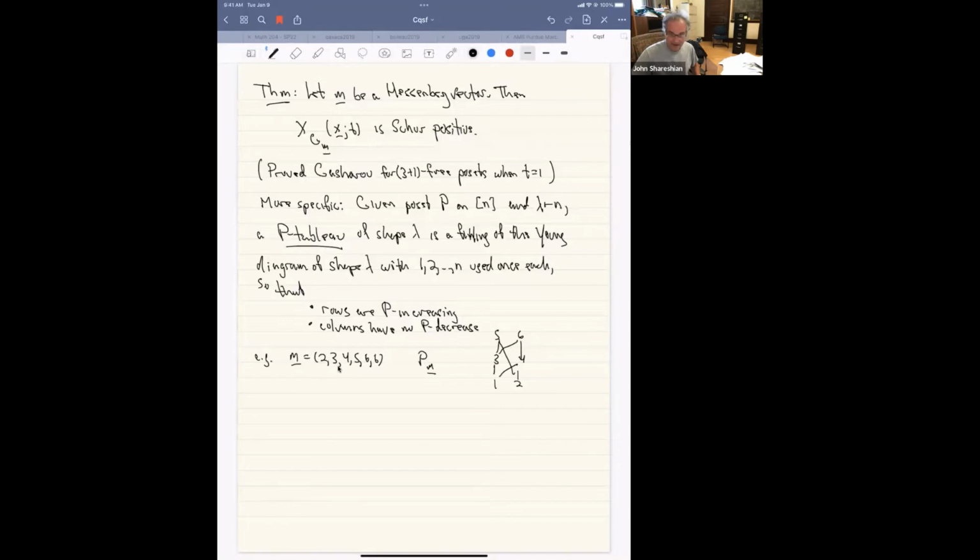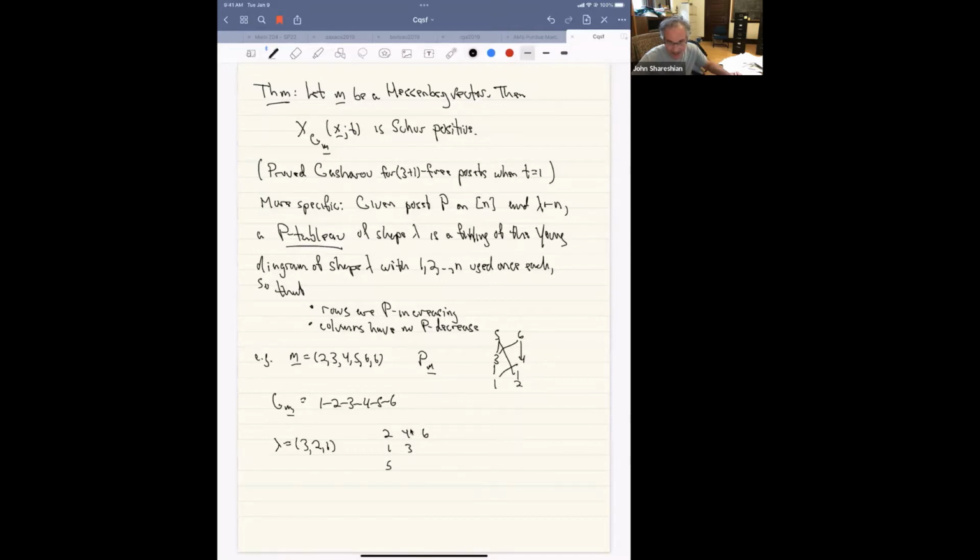All right, that's our poset, and our graph looks like this. So let's take lambda 3, 2, 1 and ask what a p-tableau of shape lambda looks like. Here's one: 2, 4, 6 in the first row, then 1, 3, in the second row, and 5 in the third. That's a p-tableau.